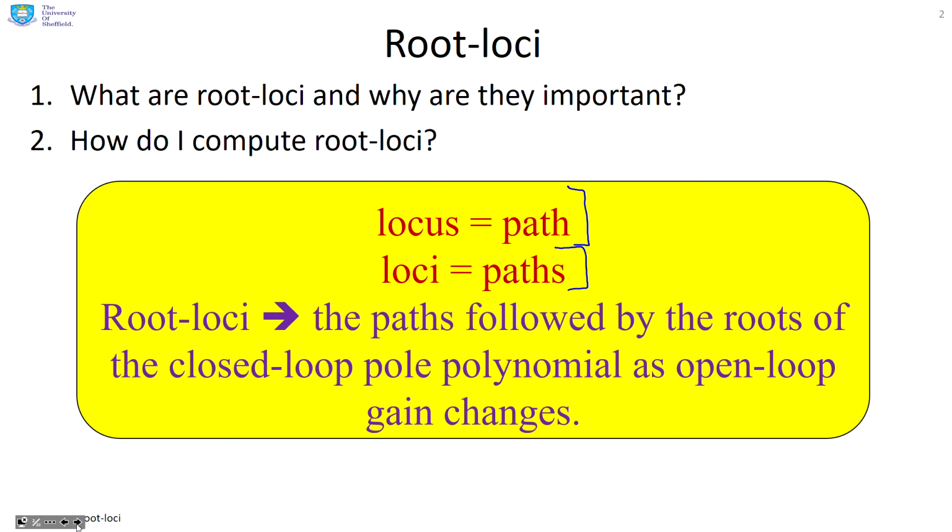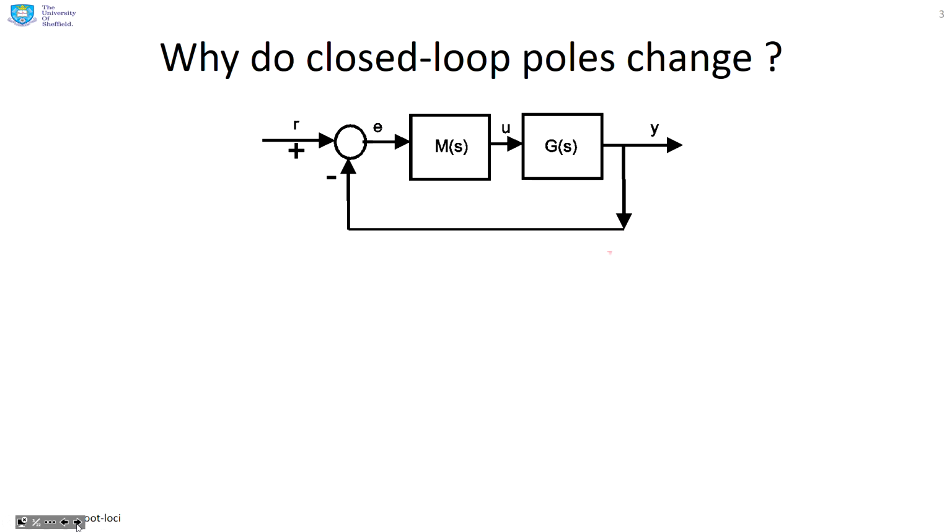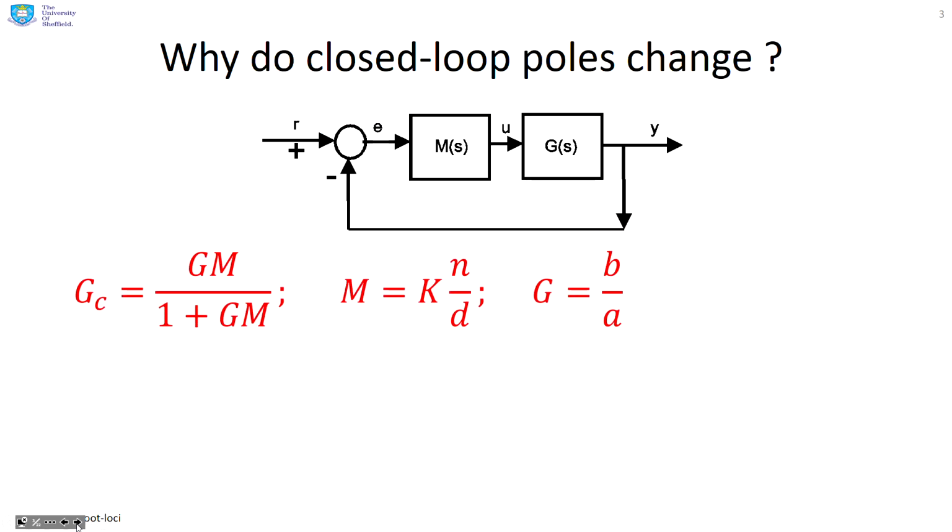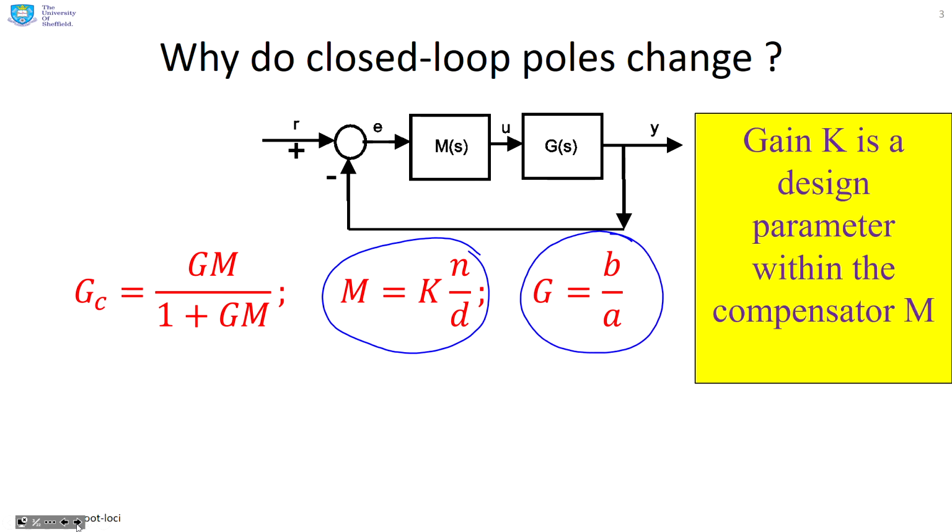So root loci are the paths followed by the roots of the closed loop pole polynomial as the open loop gain changes. So why do the closed loop poles change? You see here I've taken a simple feedback loop with a compensator M and a system G. And you'll also notice that within the compensator I've included this scalar parameter k, which is what we're going to change when we talk about root loci.